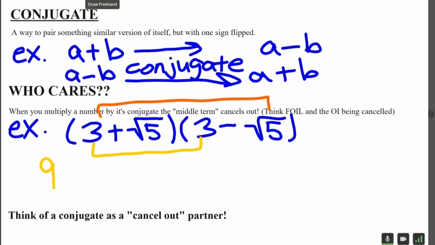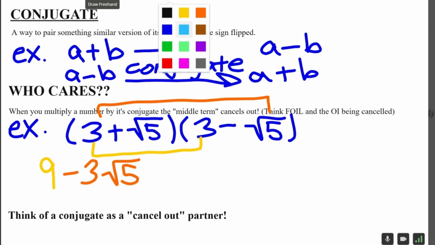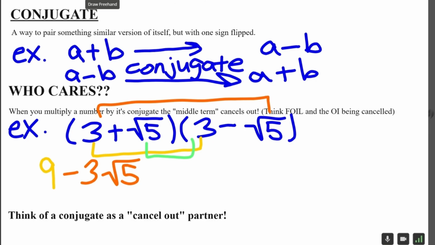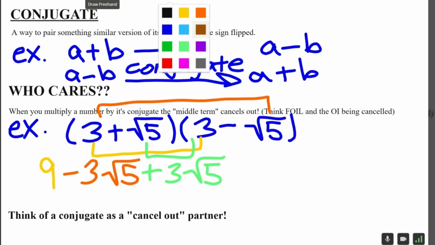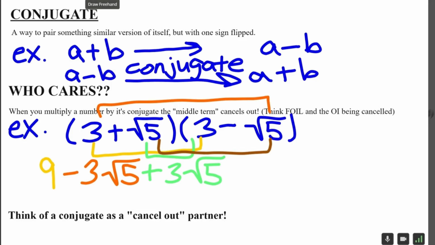Outside terms: negative 3 square root of 5. Inside terms: positive 3 square root of 5. Last terms: negative, what is that? Well, it's square root of 5 times square root of 5, which is just 5. What do we notice here? The outside terms and the inside terms cancel out, and we're left with 9 minus 5, which is just 4.